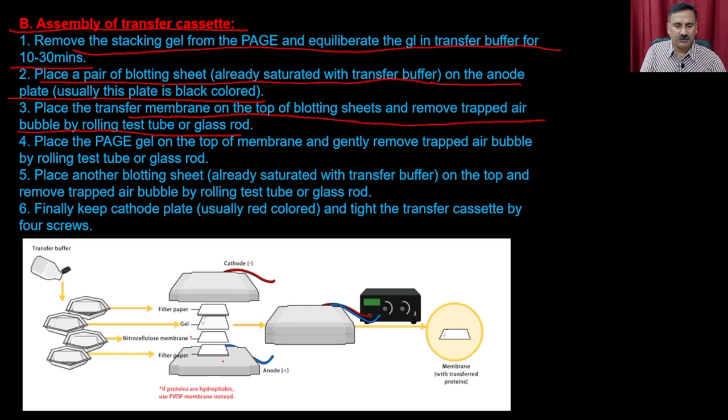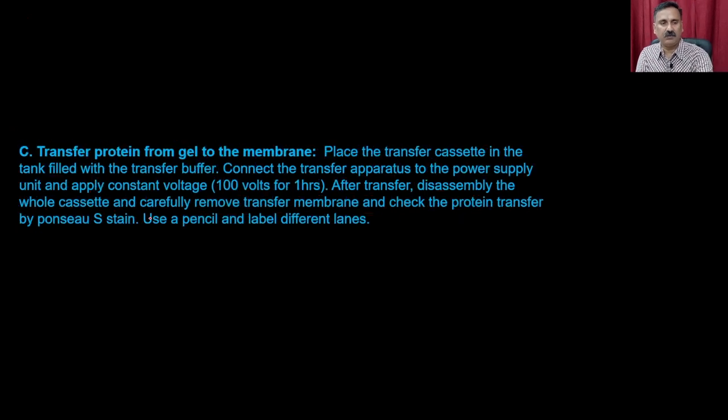So first you're going to put the filter papers, then the nitrocellulose membrane, then the gel, then again another sheet of filter paper which is dipped in the transfer buffer, and then you're going to put the cathode. And after this, you're going to tie this up. So finally, you keep the cathode plate and tighten the transfer cassette with the four screws. And after this step, you're going to turn on the electrophoresis. You apply a constant voltage for about 1 hour.